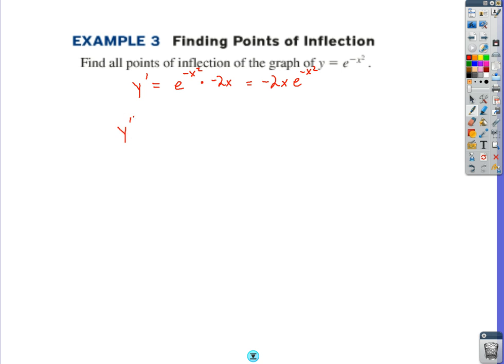Y double prime gets a little messier in that it's a product rule. I leave the first one alone and multiply it by the derivative of the second. The derivative of the second we already figured out as being e to the negative x squared times negative 2x. And then plus the derivative of the first, which would be negative 2 e to the negative x squared. This gets complicated. What can I take out of everything? I can take out negative 2 e to the negative x squared out of everything. And what I end up with is negative 2x squared plus 1.